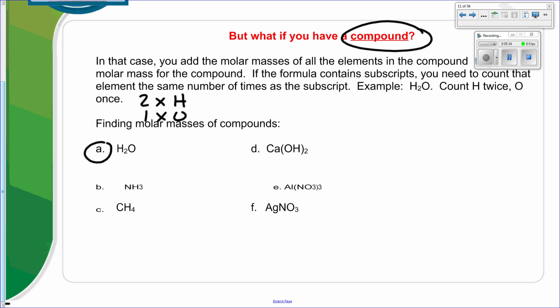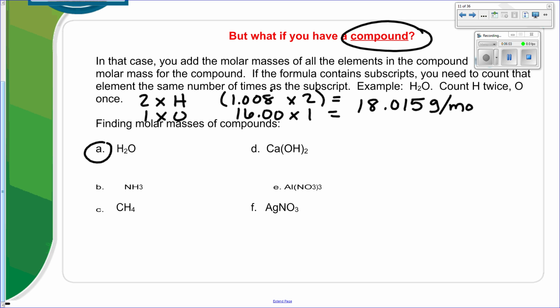So if you're looking for hydrogen, you've got 2 hydrogens. If you look on your periodic table, hydrogen's molar mass is 1.008, and you're going to times that by 2. And then oxygen's is 16.0, and you're going to times that by 1. You're going to get your answers for both of those. You're going to add them together, and you're going to end up with 18.015 grams per mole. That is your molar mass of water.